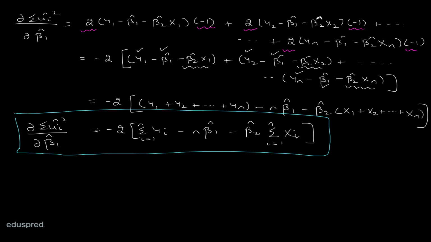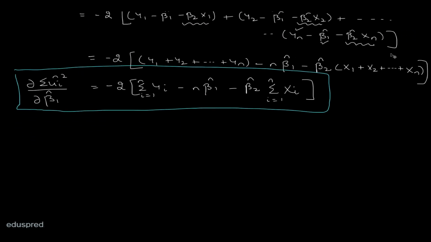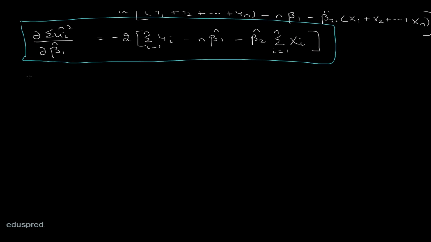Now I'm going to show you the same step using the method number 2. In the method number 2, I'm not going to expand the summation sign, I'm just going to differentiate it directly. So let me create some space for method number 2. So method number 2, summation of ui hat square is equal to summation yi minus beta 1 hat minus beta 2 hat xi whole square, and now we are going to partially differentiate this with respect to beta 1 hat, and I'm not going to expand the summation sign.